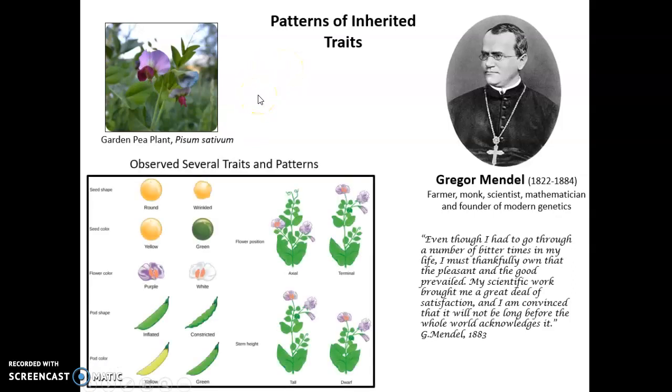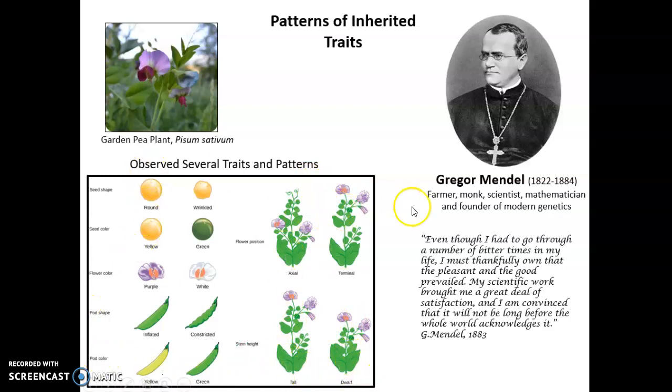However, it has a lot of characteristics that are either or. So you'll have seed shape, it's either round or wrinkled. Seed color, it's yellow or green. Flower color, purple or white. Pod shape, inflated or constricted. Pod color, yellow or green. And then you have the position of the flowers, axial or terminal, where the flowers are on the plant. Stem height, tall or dwarf.